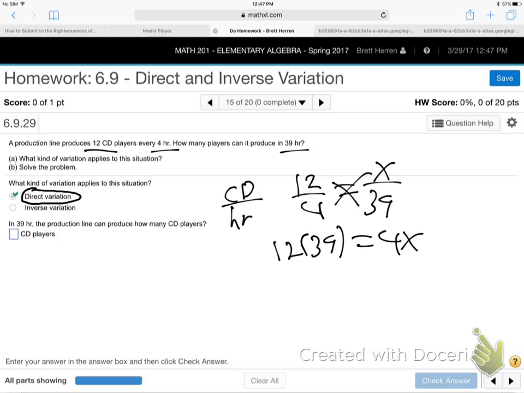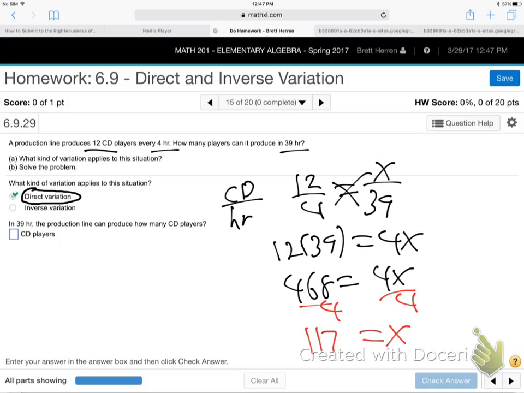390 something. 468. Last step. Divide by 4. What's that? Final answer? 13? What is it? 117. Oh, 117. I'm way off. 117 exactly? Yeah. Okay. So the answer is 117 CD players.